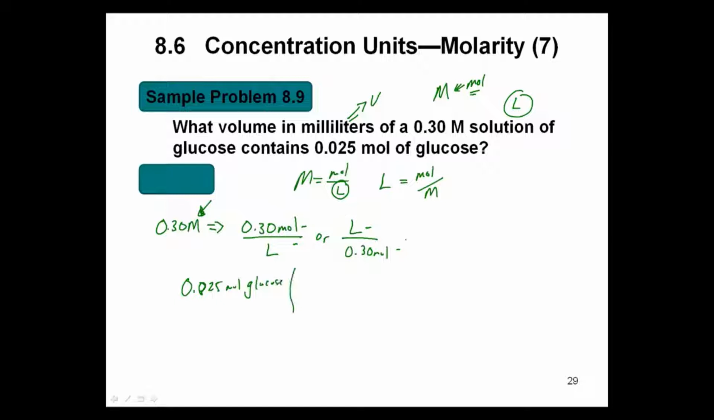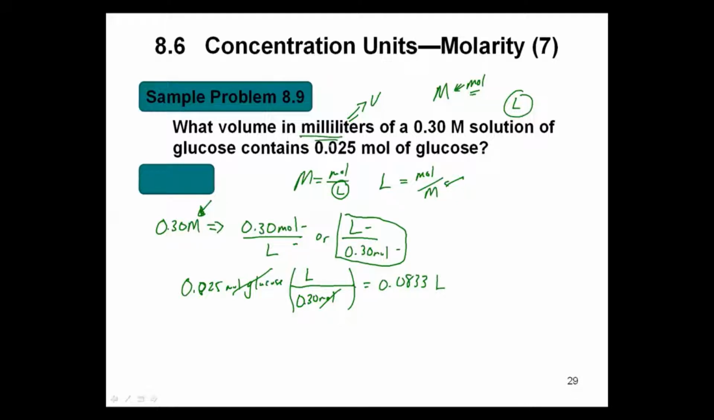We have moles on top, so we would want to use it like this, which is basically dividing by putting it on the bottom. And up on top would go liters. On the bottom would go 0.3 moles. The moles are going to cancel. That's going to leave us with liters. And we end up with 0.0833 liters, which is close to what we're looking for.